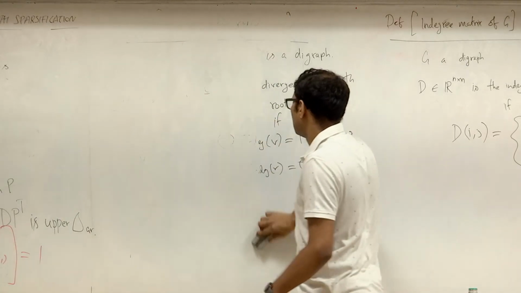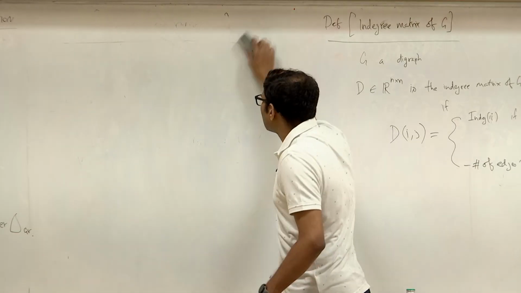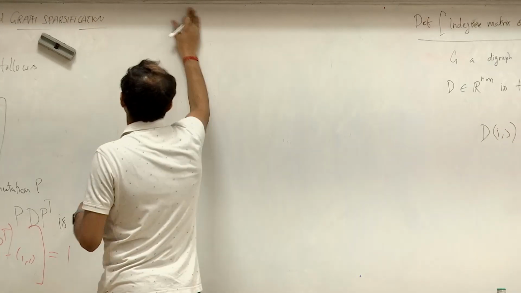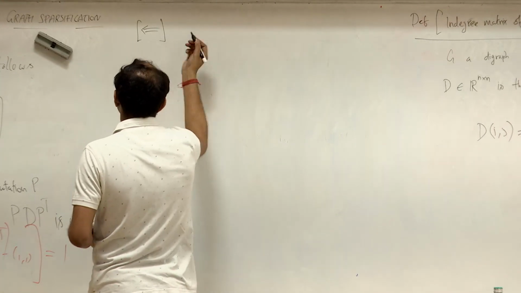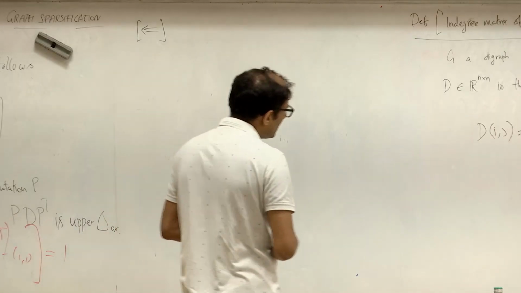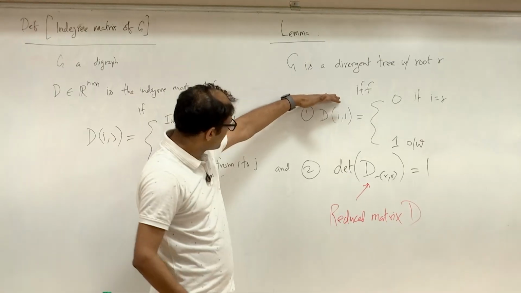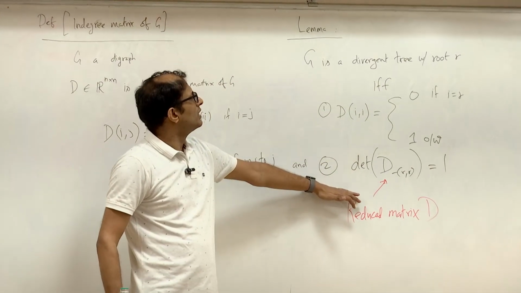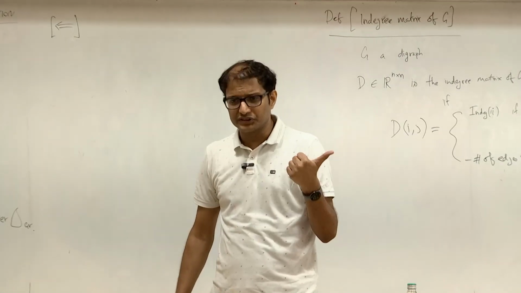Great. So that's the forward direction. And now we still need to do the backward direction. So in the backward direction, what you are told is that you are given this matrix D, and this matrix D satisfies item 1 and item 2. You would like to conclude that this thing in fact corresponds to a divergent tree.